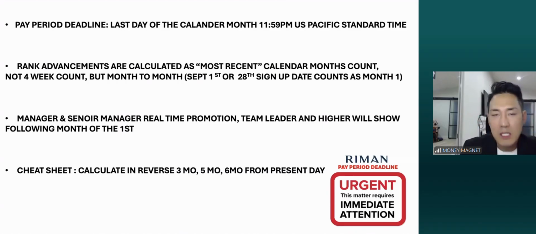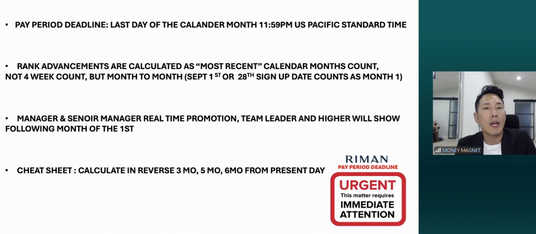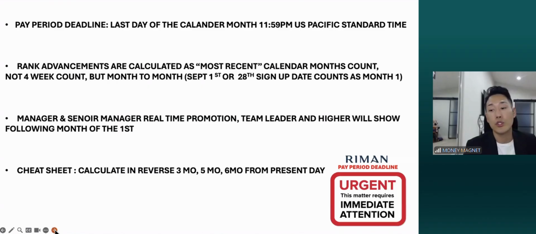So here's the cheat sheet to make sure you can calculate where you are in your rank, your calculation and timeline. The easiest way is from where you are today, the month you are in today, just calculate and rewind 3 months back, 5 months back, 6 months back, and you'll be able to calculate your total accrued volume for the next rank. And you'll be able to see what volume falls off and what volume you still retain.